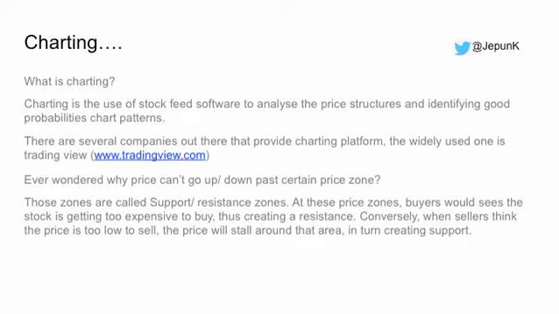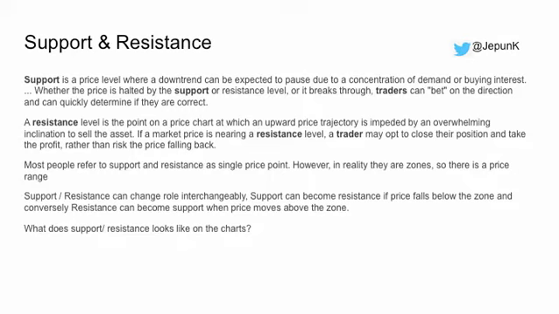So at these price zones, buyers see the stock is getting too expensive to buy. That's creating a resistance. And conversely, when sellers think the price is too low to sell, the price will stall around this area. And this in turn creates support. So support is a price level where a downtrend can be expected to pause due to a concentration of demand or buying interest. Whether the price is halted by a support or resistance level, or it breaks through, traders can bet on the direction and quickly determine if they are correct. So you need to know this zone.